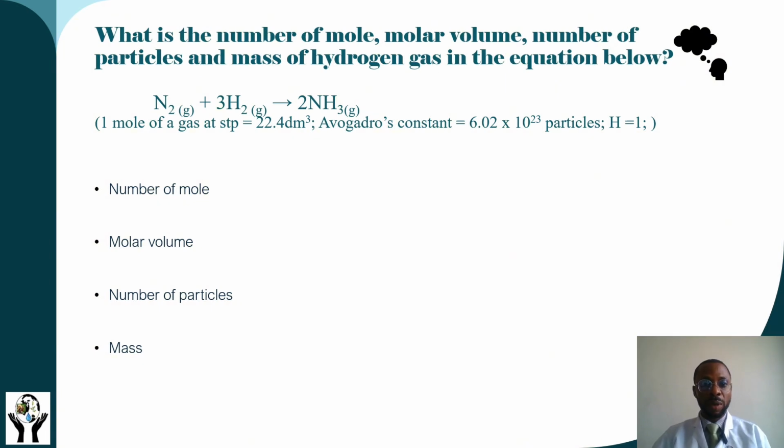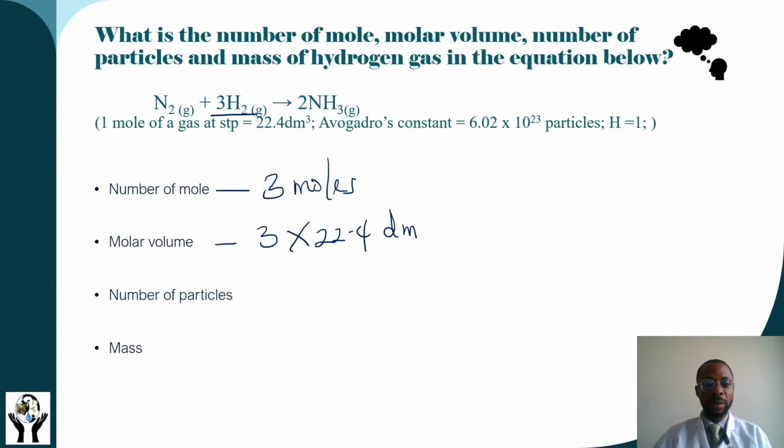So to talk about the number of moles of hydrogen in this equation, the number of moles is seen as amount. So that's the coefficient before the elements. So that will be 3 moles of hydrogen. The molar volume, since 1 mole of a gas is 22.4 dm3, so the molar volume of hydrogen there will be 3 multiplied by 22.4, and we get the answer in dm3.